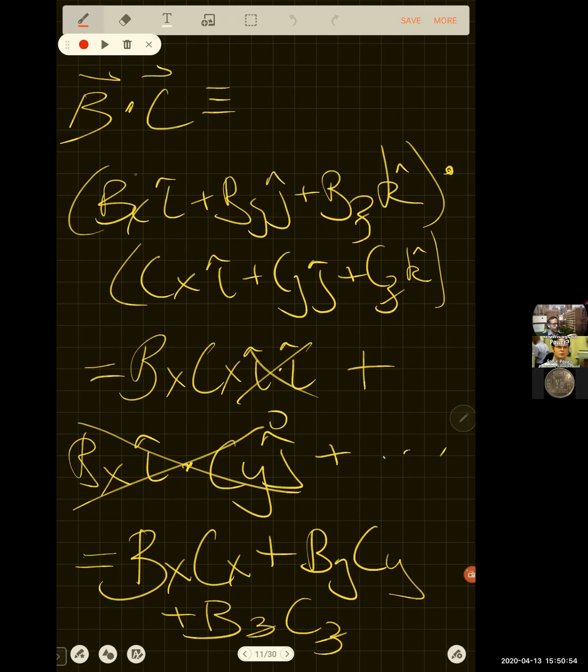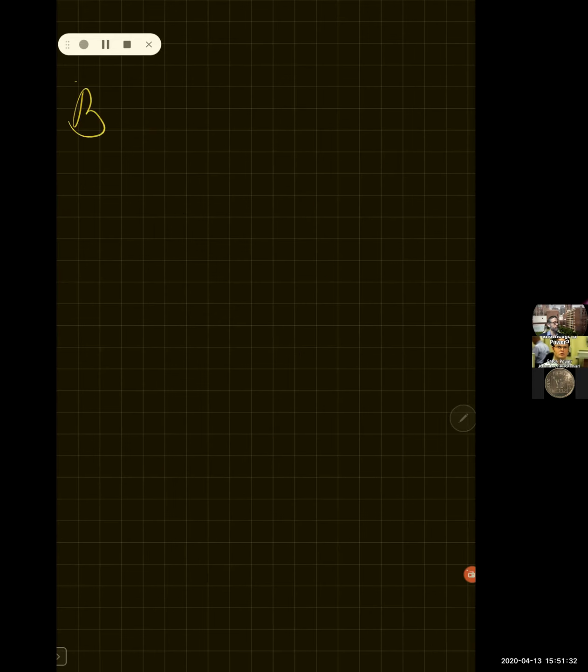Then the next term is BX i hat dot CY j hat. So now we have an i dotted with a j, and we said that was zero because they're perpendicular. So that term drops out. And you can extrapolate all the rest of the terms, or write them all out. Since the dot product of like unit vectors is always one, and the dot product of unlike unit vectors is always zero, the only terms that will survive out of all nine are the like terms.